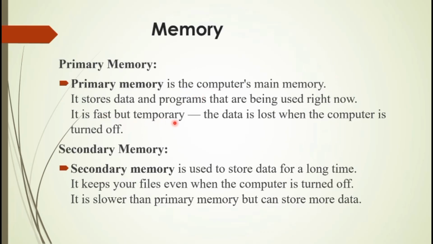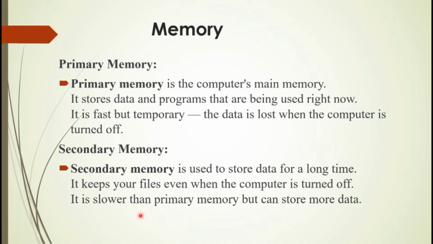Computers use two main types of memory. One is primary memory and the second one is secondary memory. Primary memory is very fast but temporary. It works only when the computer is on, and secondary memory stores the data permanently. It is slower than the primary memory but can store more data.